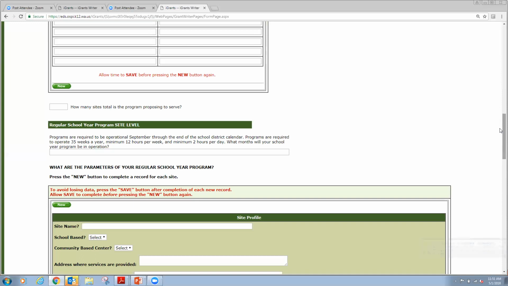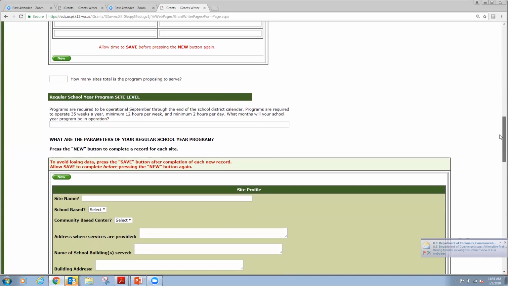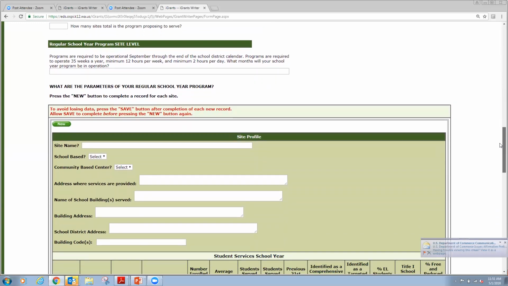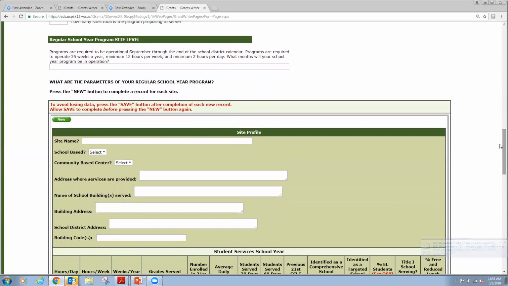Then we move down to the site level, and there are some more questions here. Programs are required to be operational September through the end of the school district calendar. Programs are required to operate 35 weeks a year, minimum 12 hours per week, a minimum of 2 hours per day, and what months will your school year program be in operation? We would expect everybody to say September through June.